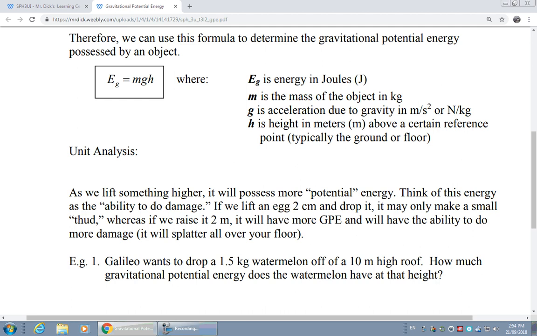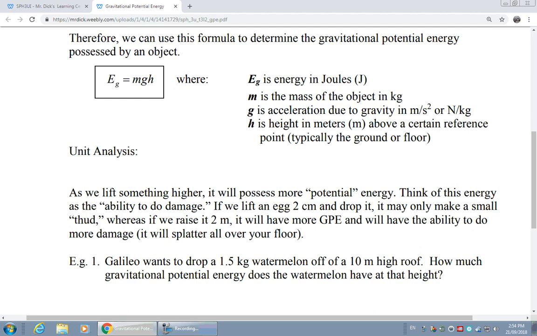And height, we'll just make sure that we measure in meters. And it's going to be above a certain reference point, typically the ground or the floor. And so it's the height that the thing is able to fall to. And so if there's something that's going to stop it from falling, like the ground or the floor or a table, that becomes sort of the zero level. And we just measure how much height something has above that reference level.